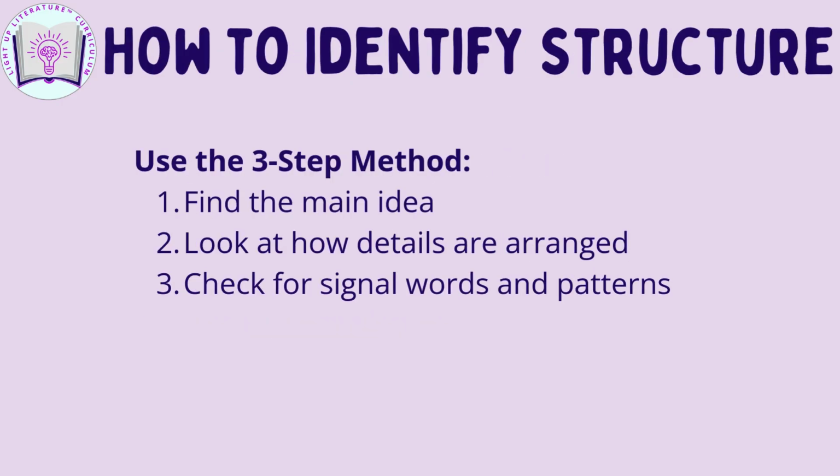All right, so to find the correct structure, first thing you need to do is find your main idea. Then you need to look for the details. How are the details organized? Is it in steps, time, cause and effect, comparison? Is it just really great description? Those are the things we want to look for. And then to confirm what you're believing, check your signal words to make sure they're there.